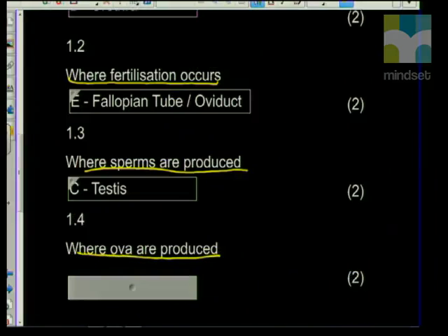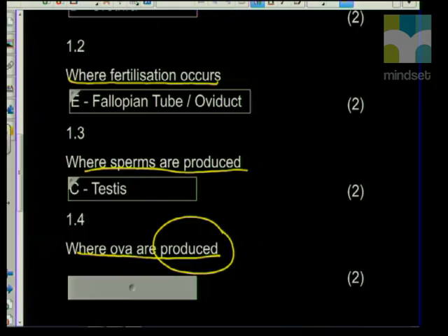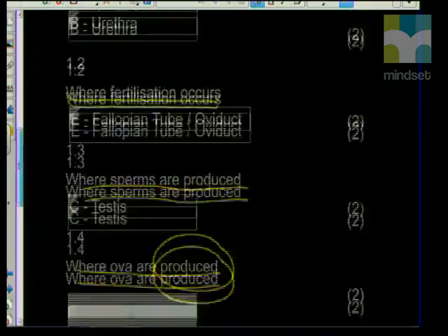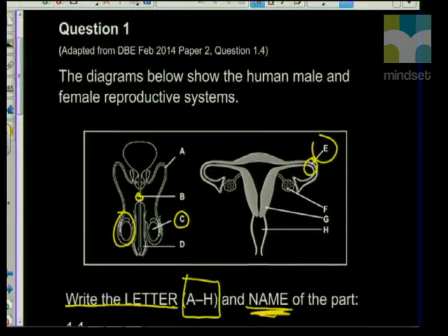Where ova are produced. Now, ova is another word for egg. Okay, so it's an egg. Where is the female's ova, or where is the female's egg produced? They want to know where it produces. Now, men have got those little things called testes, and women have got almost the same thing. It's not the same thing, let's get that right. But they've also got it. Number F. They are called ovaries.